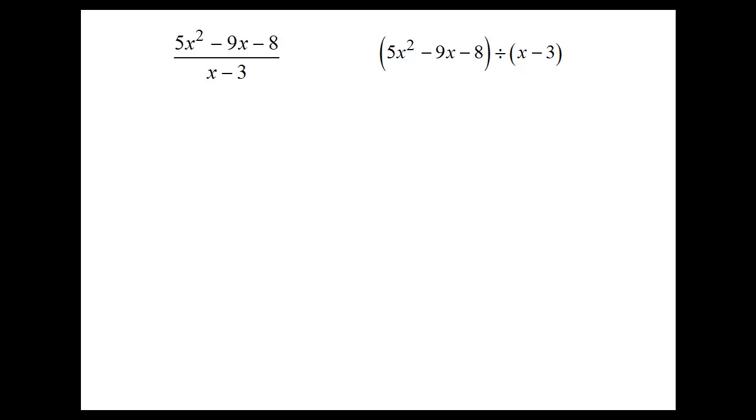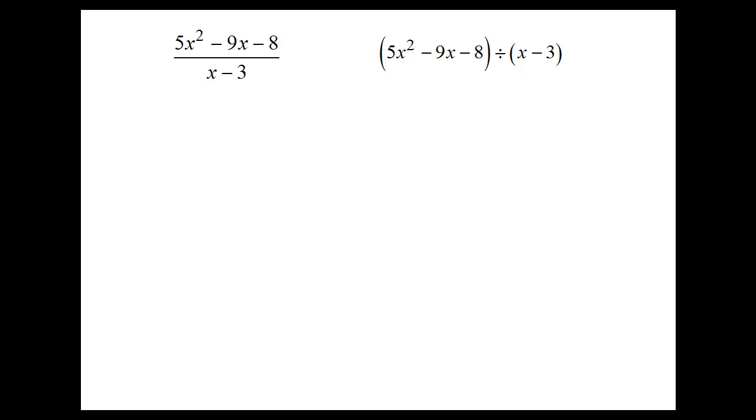x minus 3. The tempting thing to do here is just to start crossing out things that look like they should cancel, but because we have more than one term in both the numerator and the denominator of our fraction, or more than one term in our two polynomials, if we look at how it's written out on the right, we can't just start crossing things out. We have to use long division as a method to simplify this.